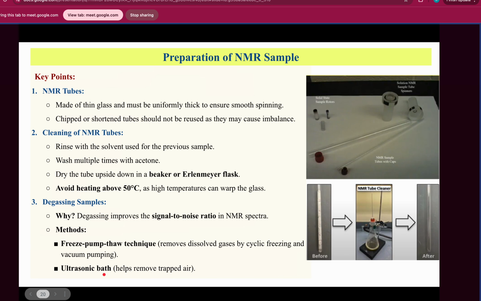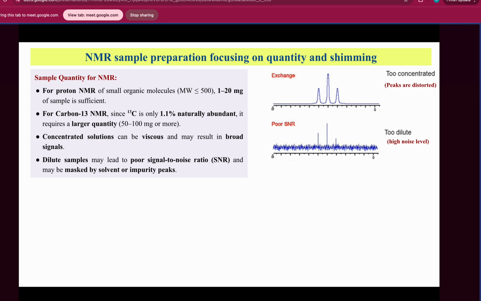Then comes the ultrasonic bath. An ultrasonic bath can also be used to remove trapped air. So this is how we will prepare the sample for NMR spectroscopy. And now we can proceed with the analysis of the sample after degassing and cleaning the NMR tubes.